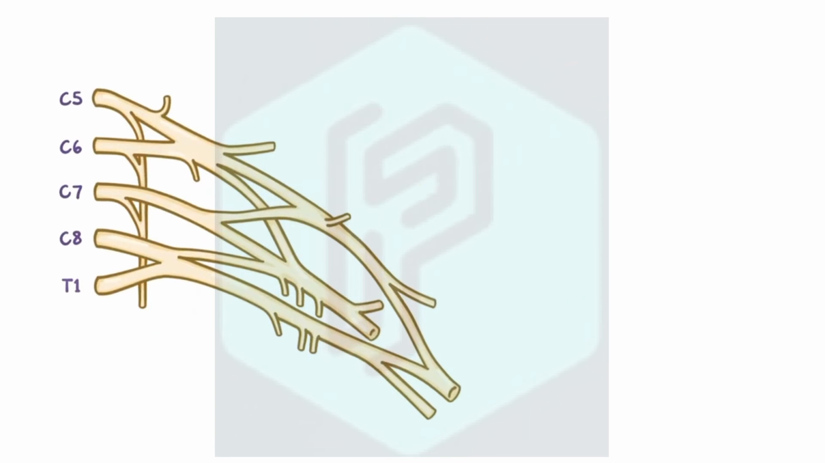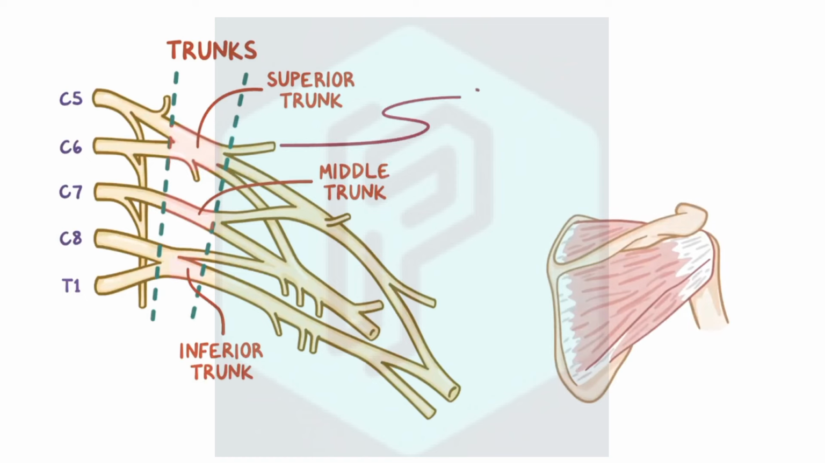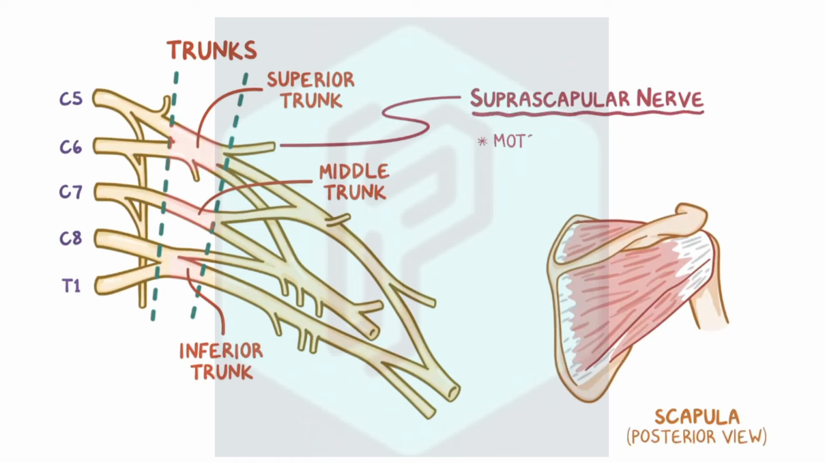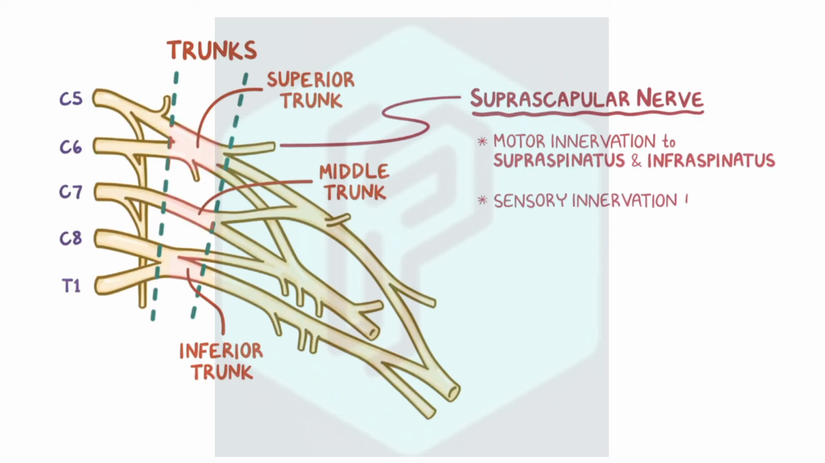Then, the 5 roots combine to form 3 trunks. C5 and C6 merge to form the superior or upper trunk, C7 remains as the middle trunk, and C8 and T1 merge to form the inferior or lower trunk. The superior trunk gives off another collateral branch, the suprascapular nerve, which gives motor innervation to supraspinatus and infraspinatus muscles, and also gives sensory innervation to the acromioclavicular and glenohumeral joints.